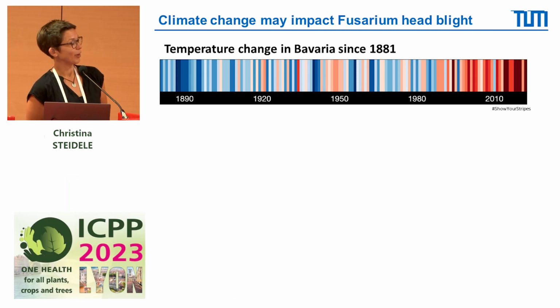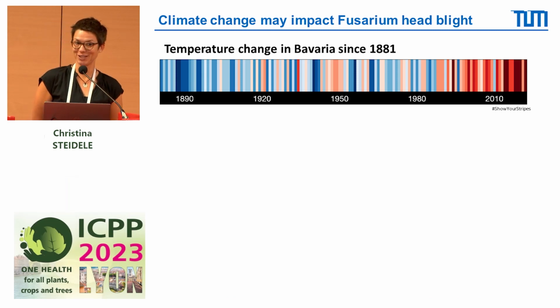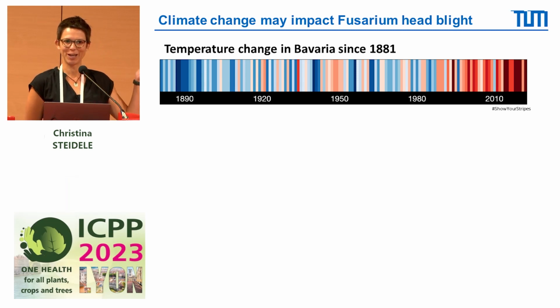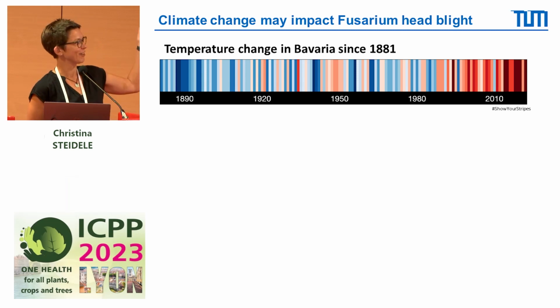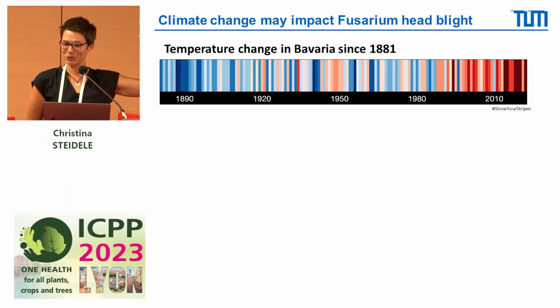Well, we also have climate change happening in Bavaria. Here you should see this famous striped picture going from blue to more and more increasing red colors. So we are also facing increasing temperatures and climatic change in Bavaria.